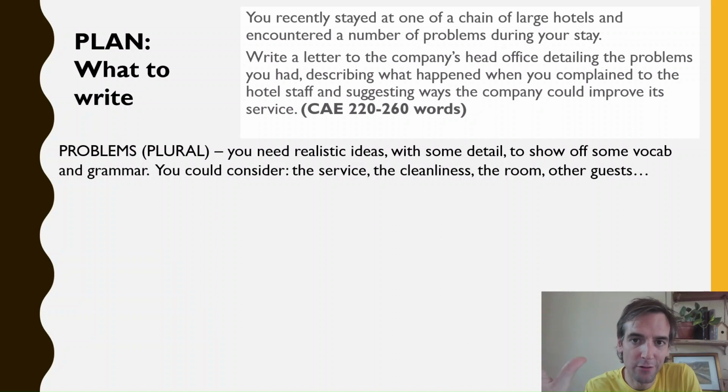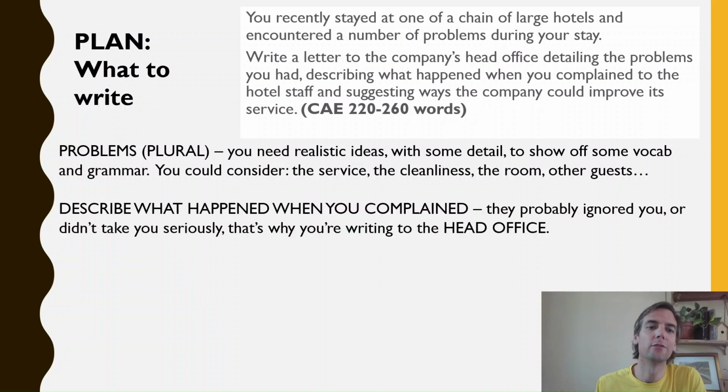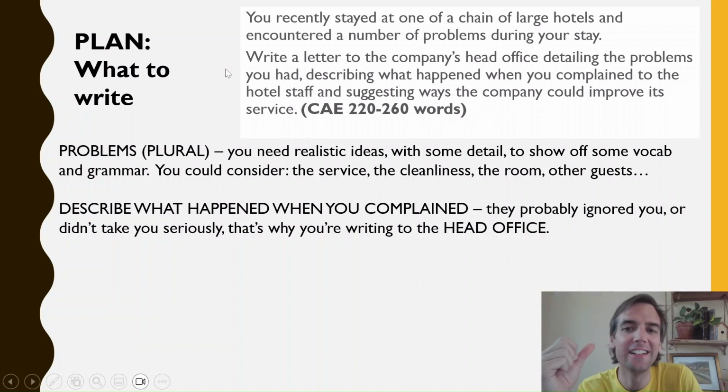Then, that's not where it finishes. You need to make sure you keep reading the question, because the next part is describe what happened when you complained to the staff. Now, the fact that this is included suggests to me that something also went wrong. Maybe they ignored you. They didn't take you seriously. That's why you're writing to the head office. You notice, write a letter to the company's head office. You're taking it up the chain and you're speaking to the manager, Karen.